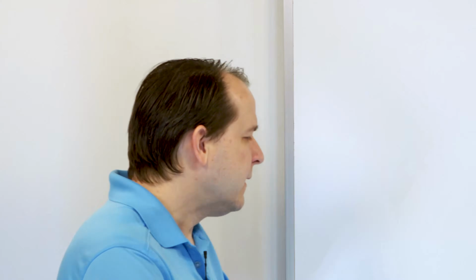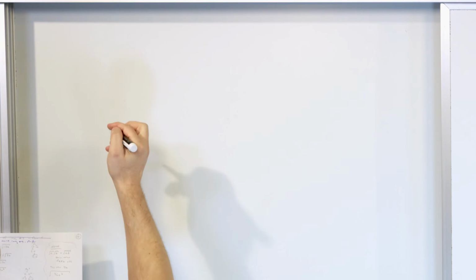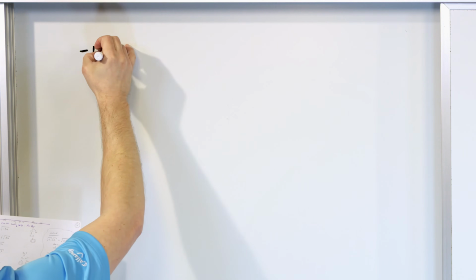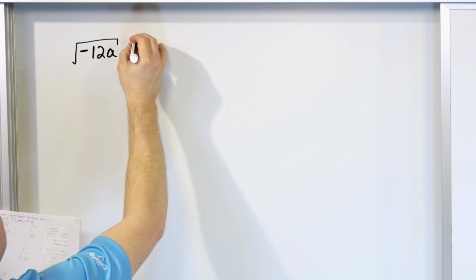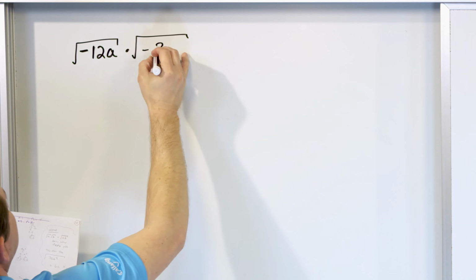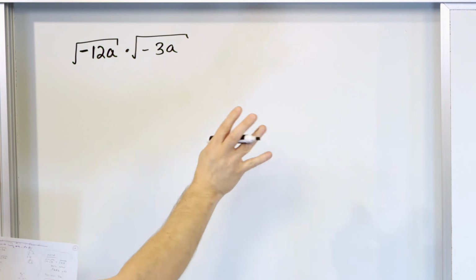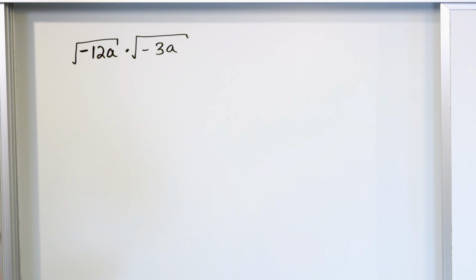Let's say we have, for instance, the square root of negative 12 times a, and we're going to multiply that by the square root of negative 3 times a. Now, a is a variable. It's some variable. I don't know what it is, but I know it's a variable.